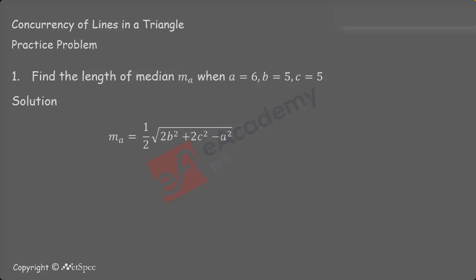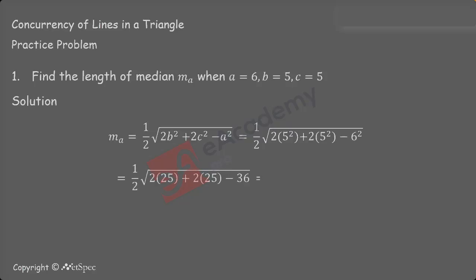By substituting our given values into this equation, you get MA is equal to half of the square root of 2 into 5 squared plus 2 into 5 squared minus 6 squared. This is equal to half of the square root of 2 into 25 plus 2 into 25 minus 36. Simplifying this, you get half of the square root of 64. The square root of 64 is 8. Therefore, MA is equal to half of 8, which is equal to 4.